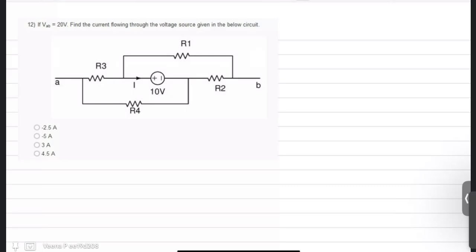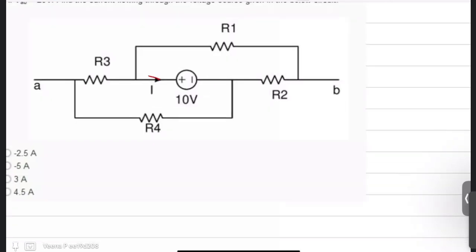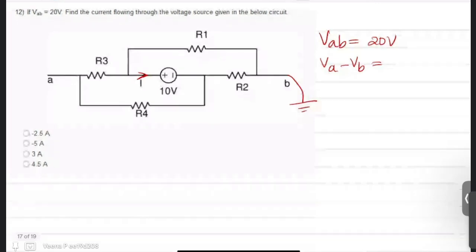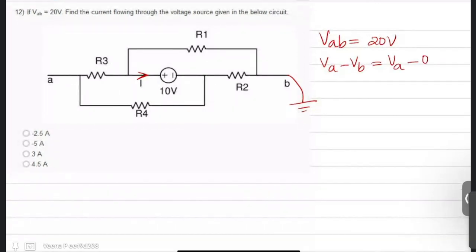Okay. So if VAB is equal to 20 volts, find the current flowing through the voltage source given in the below circuit. So you are asked to find this I. You are given that VAB is 20 volts. Since there is no reference node given, I can choose this as reference. So VAB is VA minus VB, which is VA minus 0, because I have assumed VB as reference. That means your VA is nothing but 20 volts. So this node potential is 20 volts and this is 0 volts.